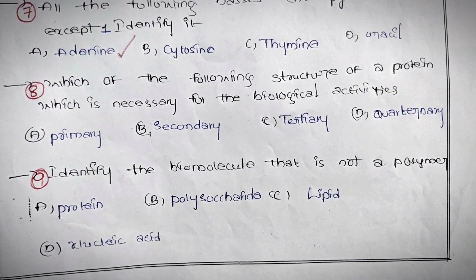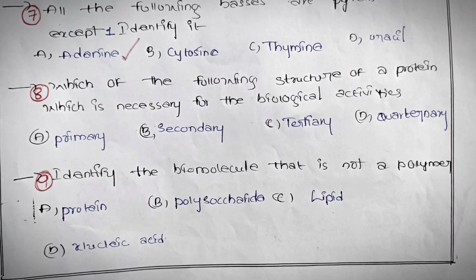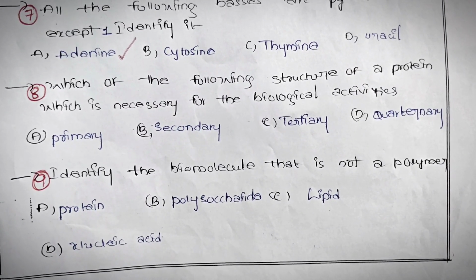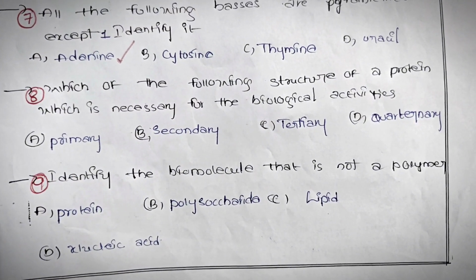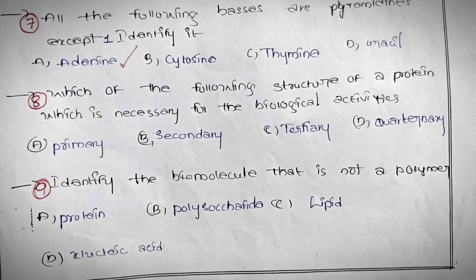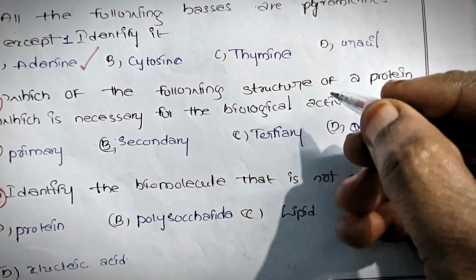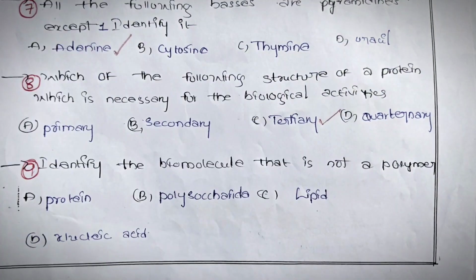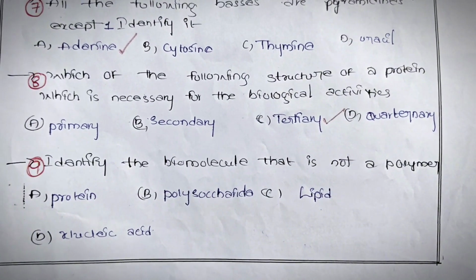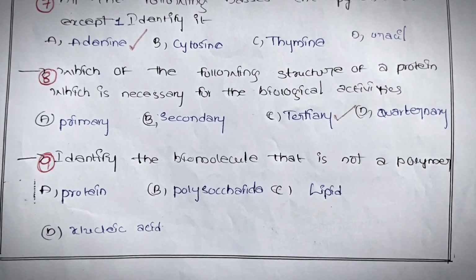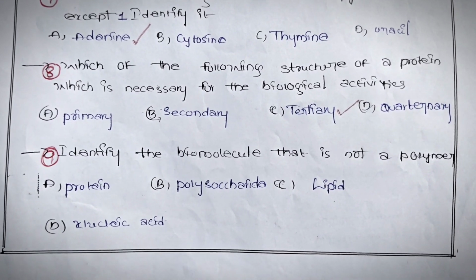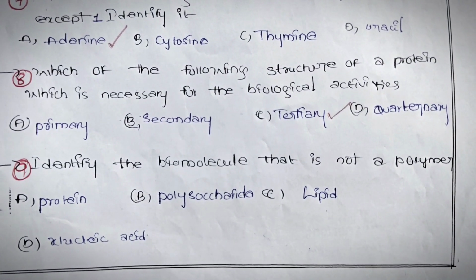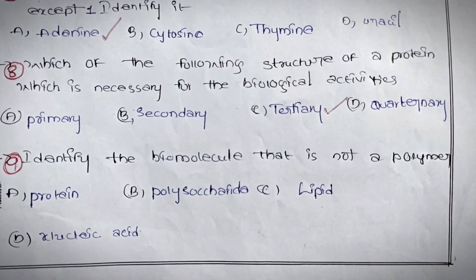Which of the following structures of a protein is necessary for its biological activity? Options are primary structure, secondary structure, tertiary structure, and quaternary structure. For this, the correct answer is tertiary structure. Why? Because the tertiary structure of a protein is necessary for its biological activity. Okay, so let's see the next question.